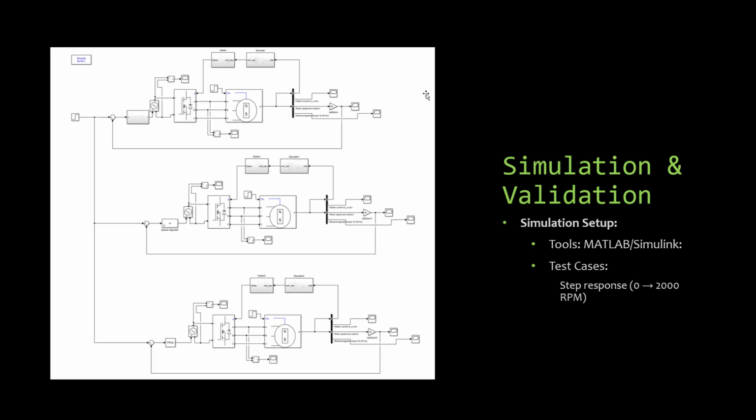So this is our simulation in Simulink in MATLAB. Our test case is a step response from 0 to 2000 rpm, and our simulation time is 5 times 10 to the minus 6 seconds. It's a short time, but we can see the performance of the different controllers very clearly. The first one uses the fuzzy logic controller, the second uses a PI controller, and the third uses a PID controller.